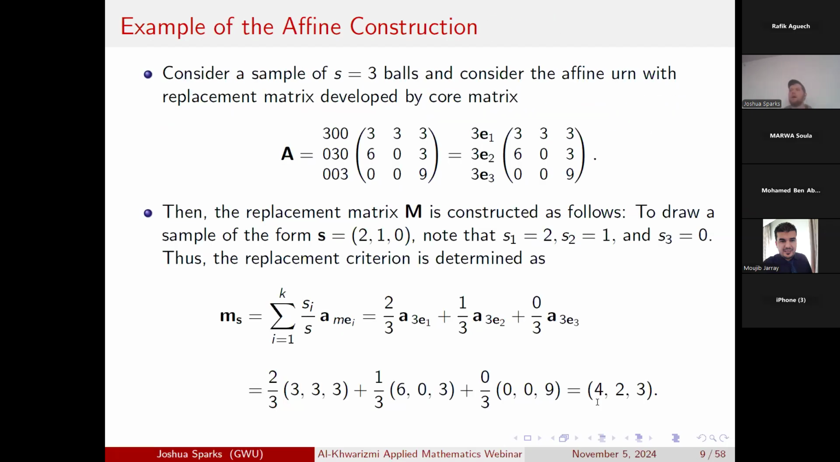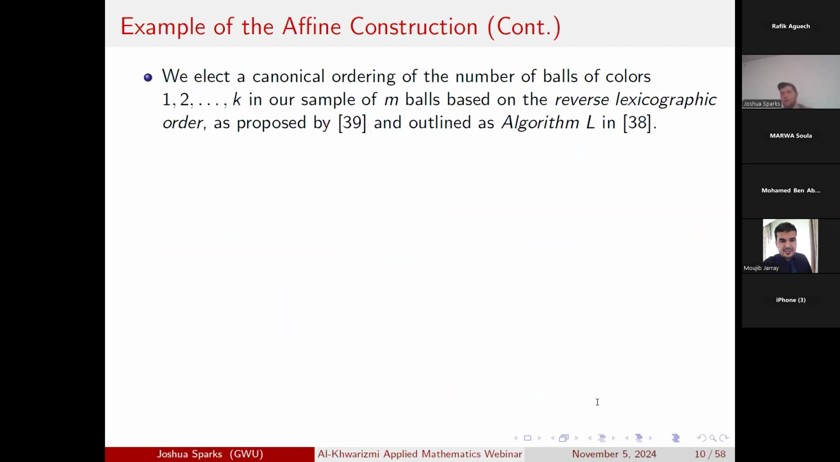In general, we consider the rows for M to be constructed in a way that gives us some language that everyone can utilize. So we opted to use the reverse lexicographic order.